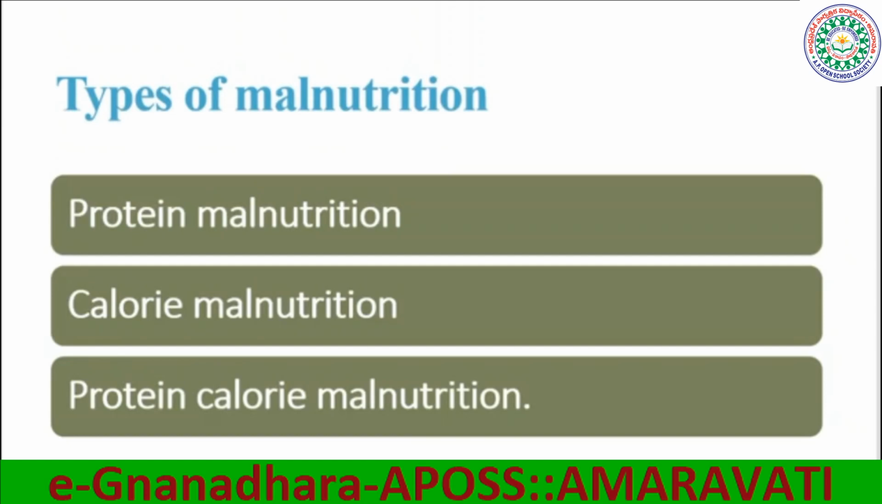Second one, calorie malnutrition. Calorie means the food does not contain calorie rich food. So if that food is consumed by the person, that person can get calorie malnutrition. What about protein calorie malnutrition? In this type of case, proteins and calories both are absent in the food taken by the person. So that person gets protein calorie malnutritious disease. Okay. Now let us see the examples for these cases.